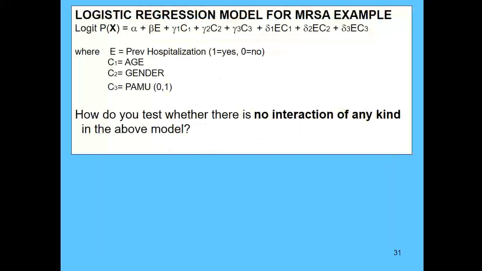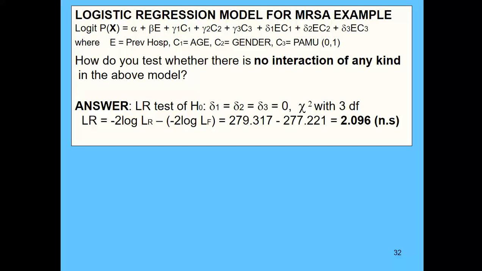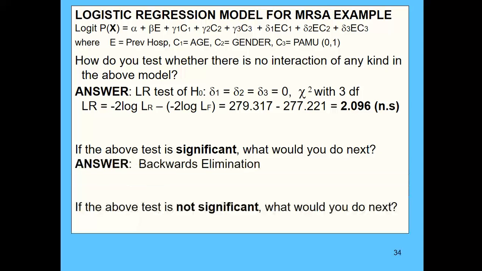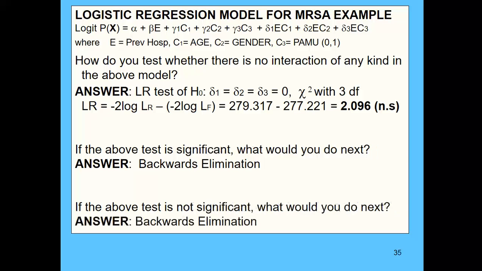I'm going to talk about how you test whether there's no interaction of any kind in the model. I've already talked about that. I said you do a likelihood ratio test, and it turns out the likelihood ratio statistic with 3 degrees of freedom is not significant. So here you have a situation where it's not significant, and you might be tempted to drop all three. Now I'm saying, well, wait a second, maybe I ought to do backward elimination to see if something stands out once I've dropped some of the others. If the above is significant, we already know you would do backward elimination. And if the above is not significant, what would you do next? I've also said backward elimination. So let's see what happens.